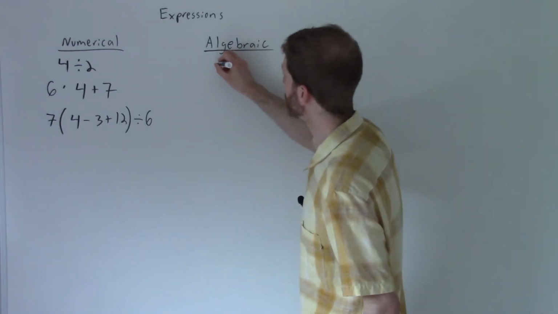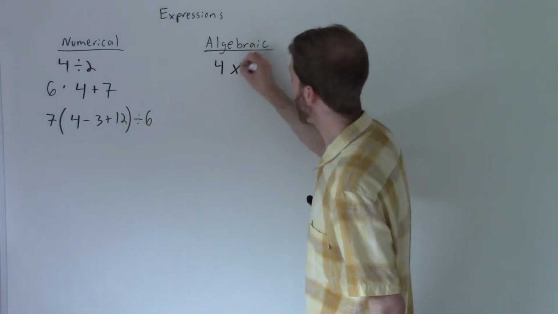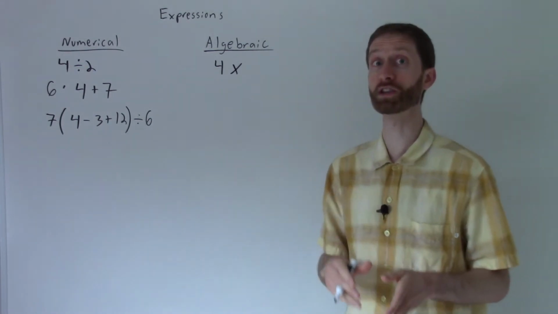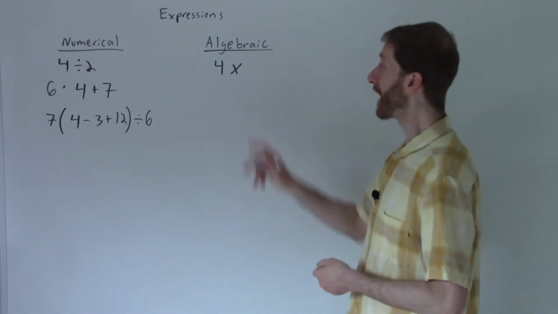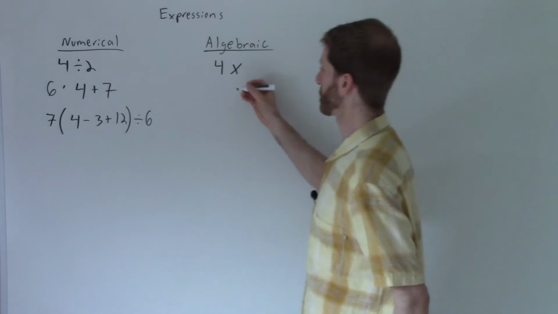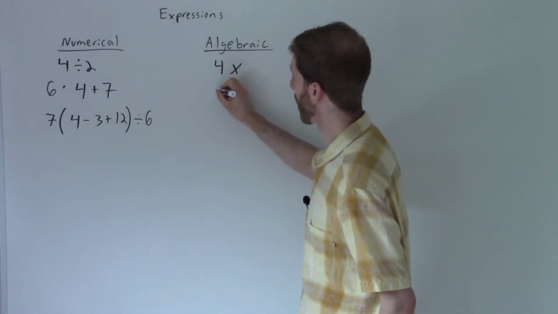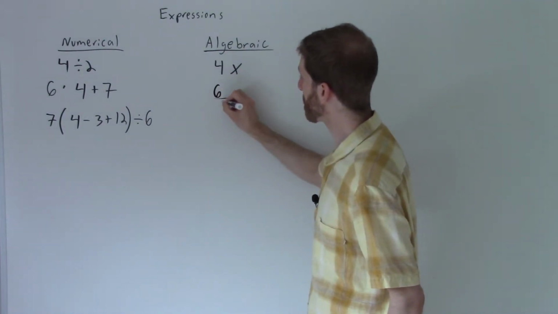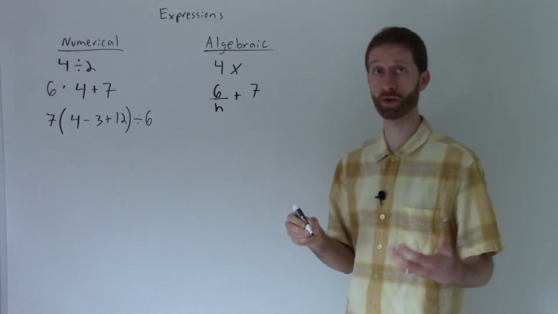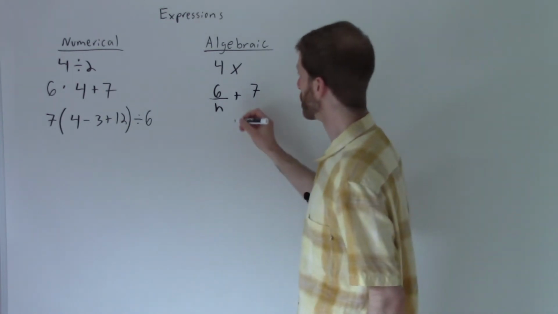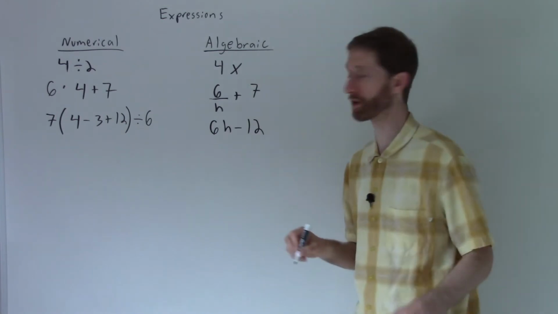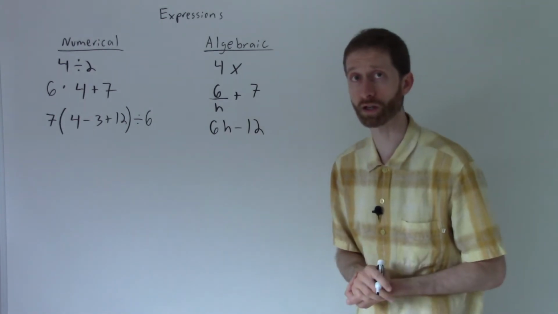So let's say that we have an expression like this, 4x. Because there's a letter in there, that letter being x, which we consider a variable, that becomes an algebraic expression. Now, there are other algebraic expressions with other letters. You could have, I don't know, 6 divided by h. So 6 over h plus 7. That would be an algebraic expression just because that h is involved. You could have 6h minus 12. That would be an algebraic expression. Any number of letters will work.